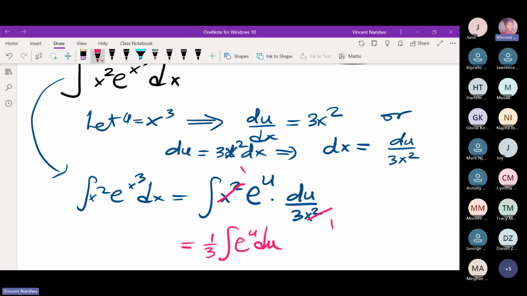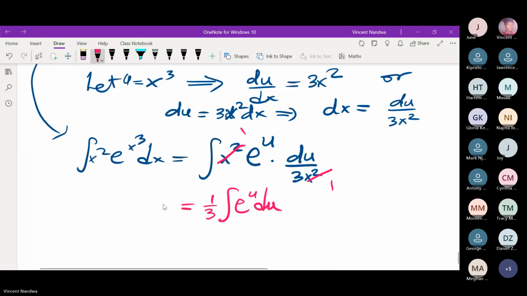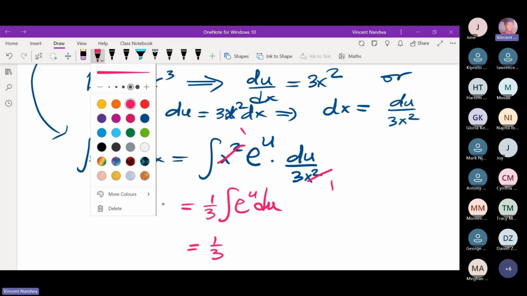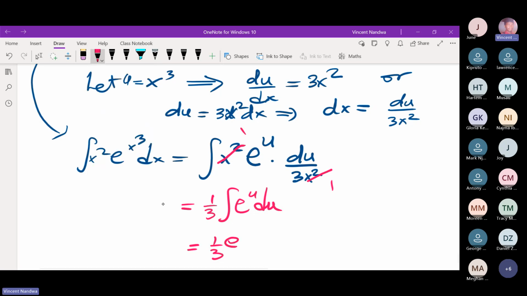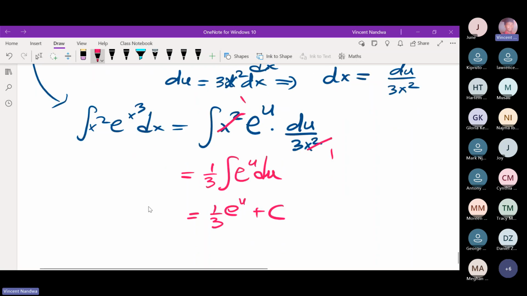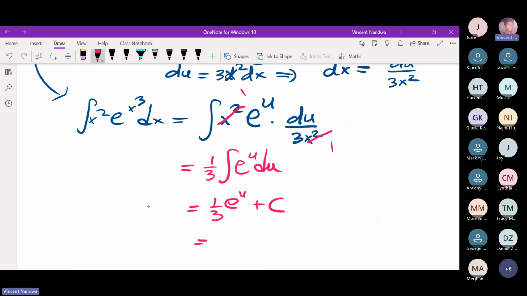So the integral of e power u du is a function whose derivative is e power u. Which function, when you differentiate, you get e power u? It is e power u plus C. This will be a third. But you recall that u was x power 3, so the answer will be a third e raised to the power x power 3 plus c.